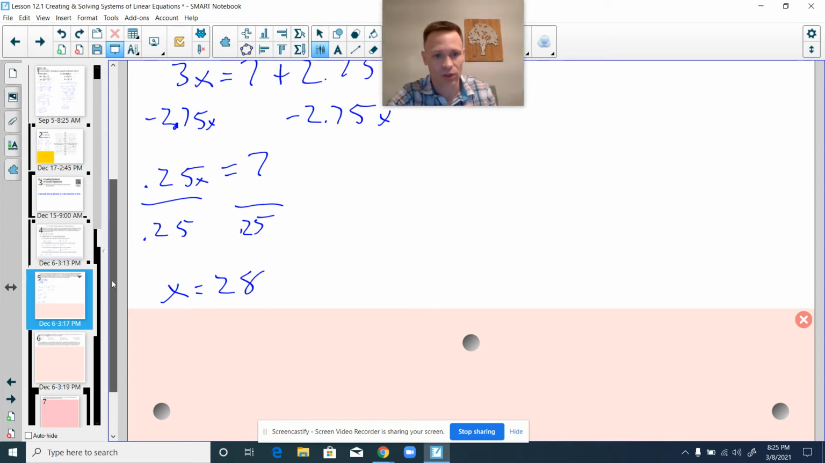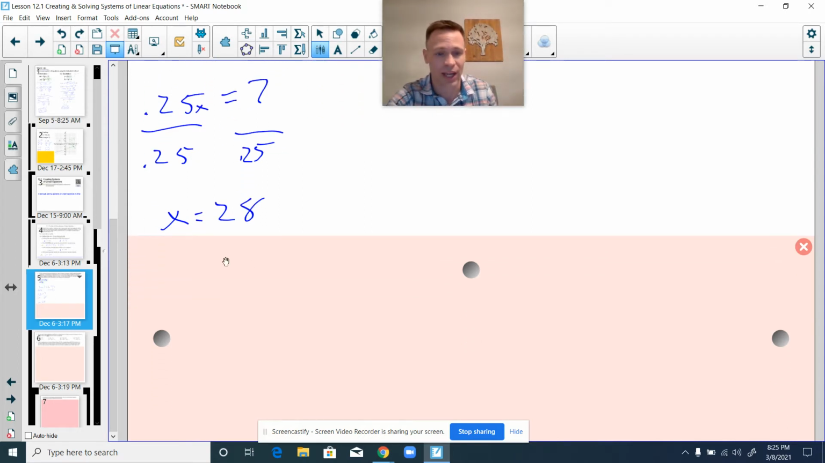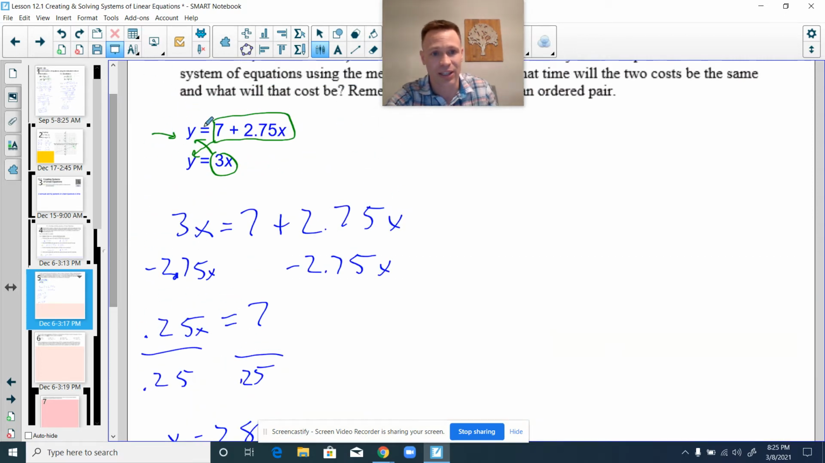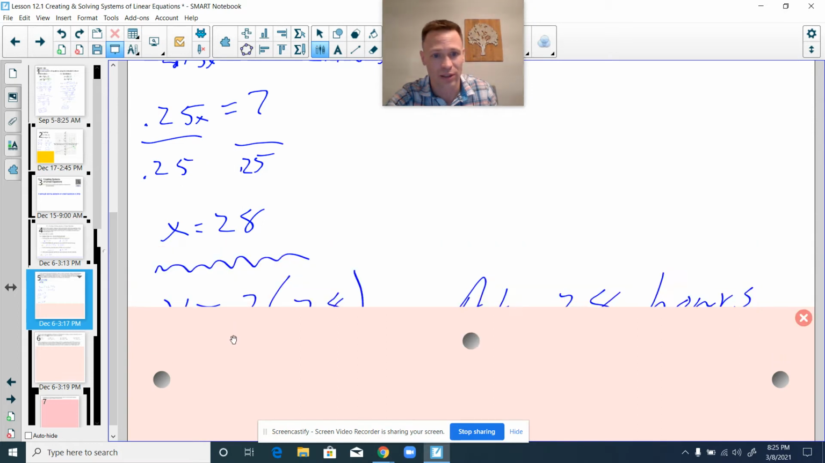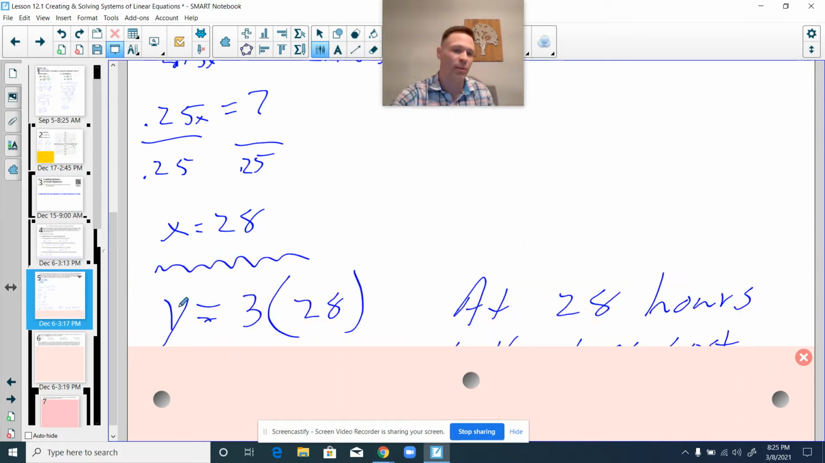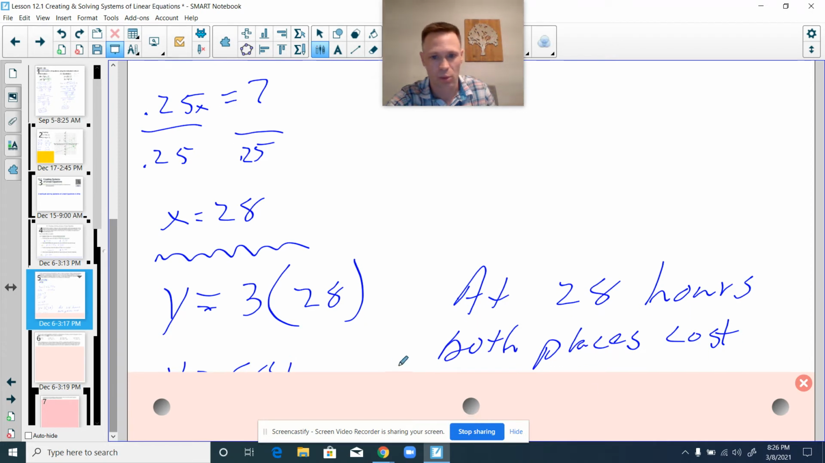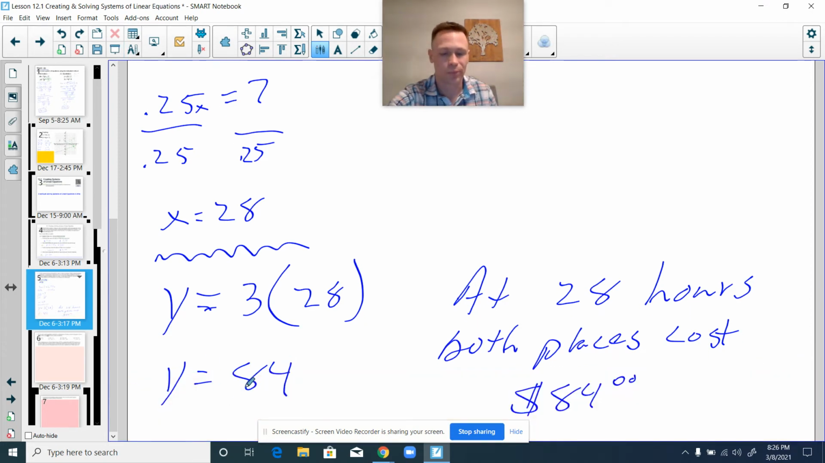Okay. Now, how much is that going to be? Well, I have to substitute that x back into one of the equations. And it doesn't matter which one. It can be the top or the bottom. I'm going to choose the bottom because it's the easiest. So if I substitute that 28 back in, y is equal to 3 times 28. And that'll give me 84. So what that means is it's going to cost $84 after 28 hours of bike rental. So now you can make an informed choice. Let's try to save money if you can.